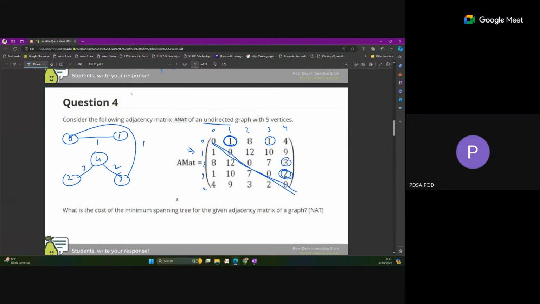So now all vertices are connected. Okay, if you connect any edge in between, that will create a cycle. So you can stop the process because for 5 vertices you need only 4 edges to connect. Okay, so 1 plus 1, 2 plus 2, 4 plus 3, 7. So the total cost is 7. This is the minimum spanning tree.